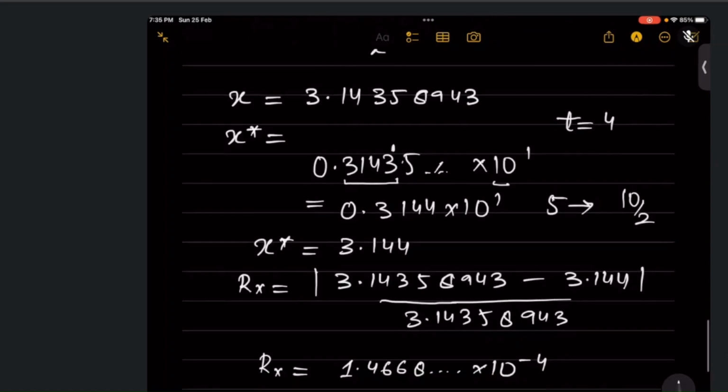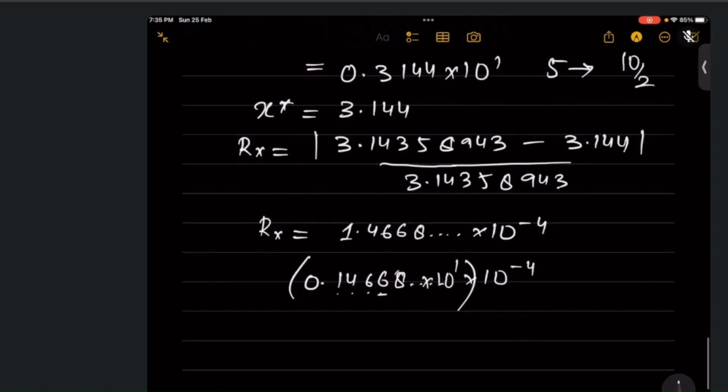And sorry, this is t equal to 4, so we have to round off the fourth digit, right? So the fourth digit is 6 and it will change to 7. So the correct answer will be 1.467 into 10 to the power minus 1. This is how you do it. Correct?